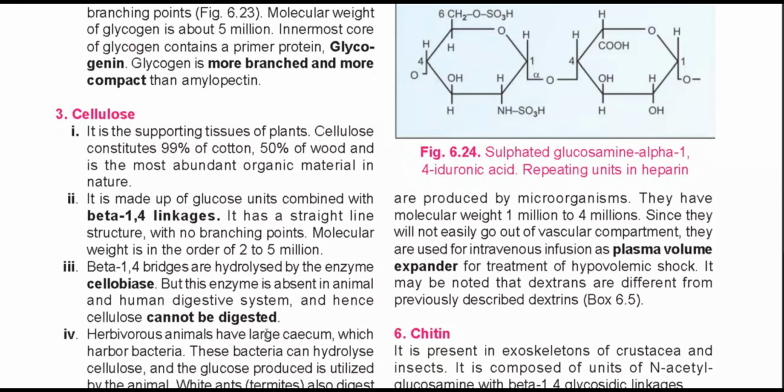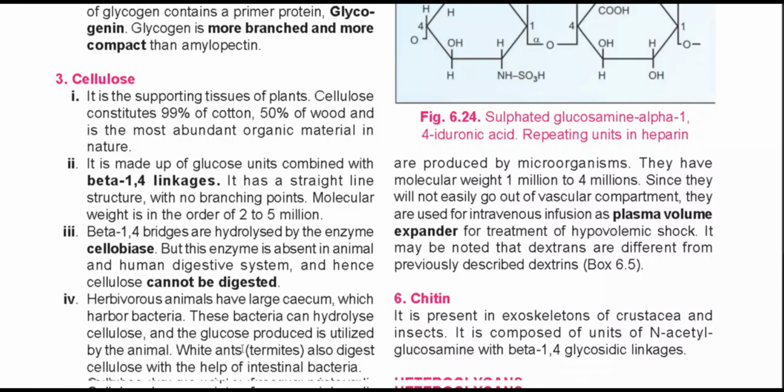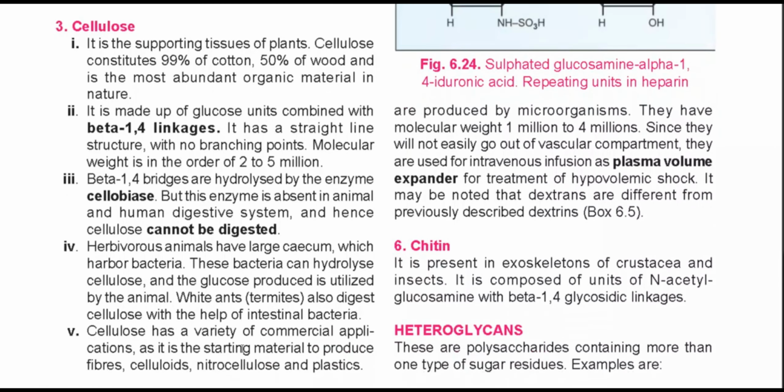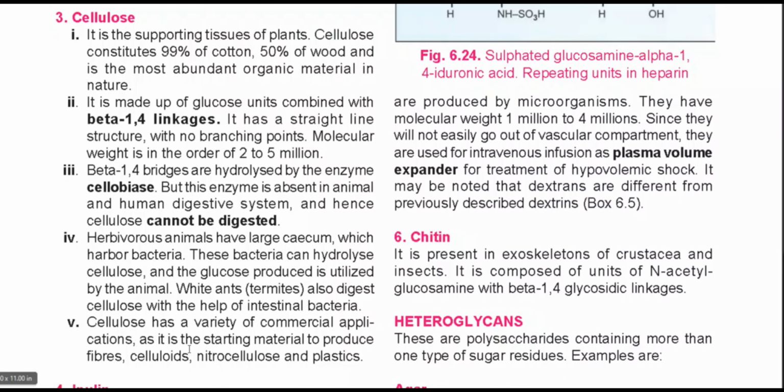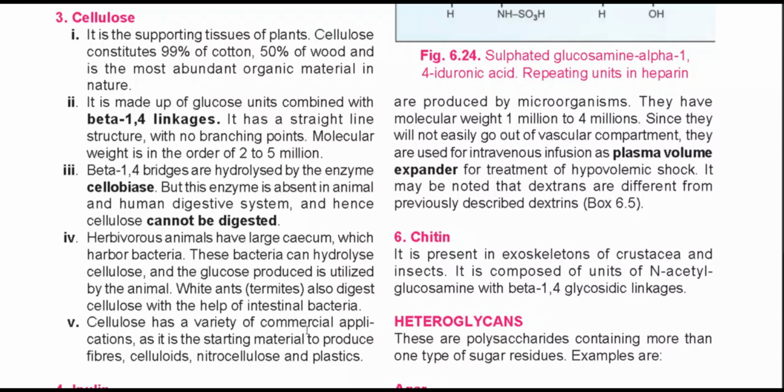Now, herbivorous animals have a large cecum which harbors bacteria, and these bacteria can hydrolyze this cellulose, and the glucose produced is utilized by the animals. Cellulose has a variety of commercial applications, as it is the starting material to produce fibers, cellulose nitrate, plastics, etc. So in this way, cellulose is also very important in human life.